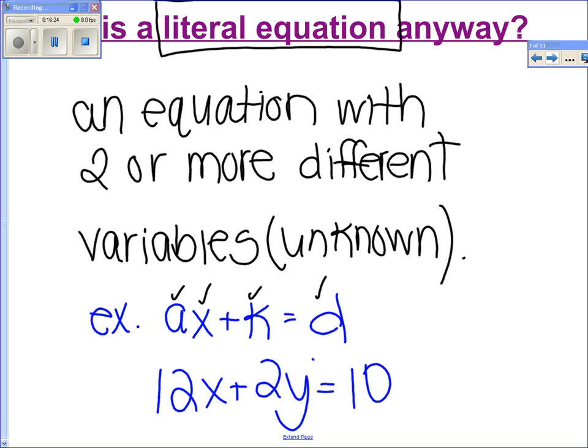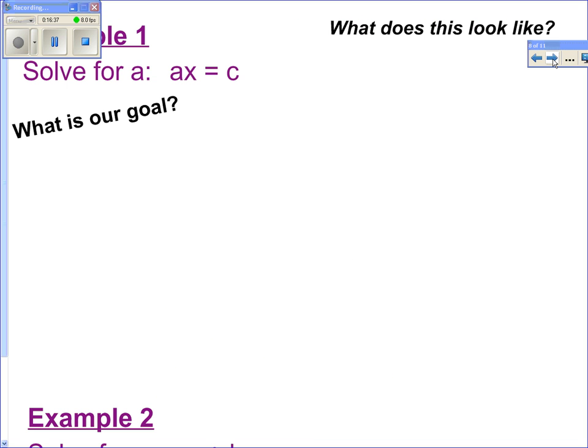And then another example would be something like 12x plus 2y is equal to 10, where the x and y would be our 2 variables. So if you see an equation with more than one variable, we can call it a literal equation. So the question is, what are we going to do to solve for these? So this one is saying to solve for a. So that means that our goal is to get a alone. And I think a really good thing to do is if you have a literal equation and you're confused, make it into just a regular equation.